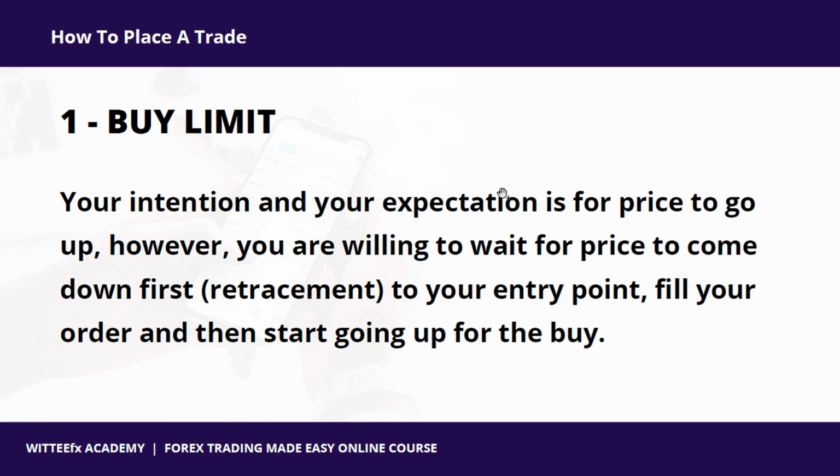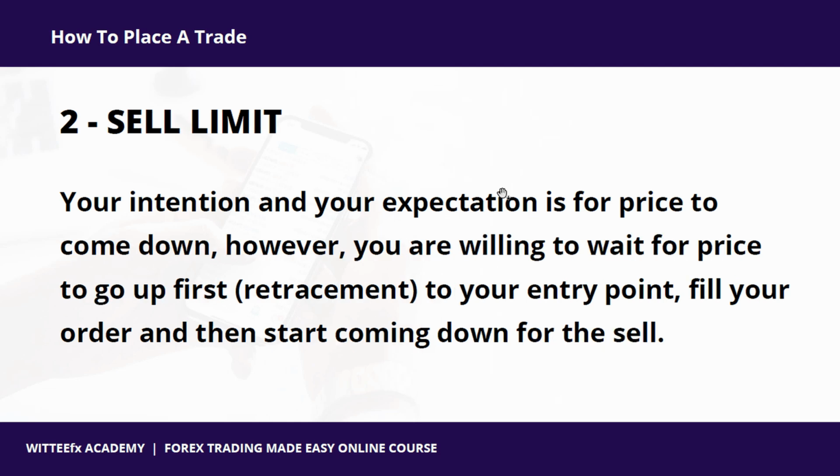Remember, that is why it's called a buy. We buy when we want price to go up. However, you are willing to wait for price to come down first, which is called a retracement, to your entry point. Then it will fill your order and then start going up for the buy. Which means for a buy limit, you believe price will still sell a little bit, so you put your pending order just below price to sell, PQ, and then begin the buy.